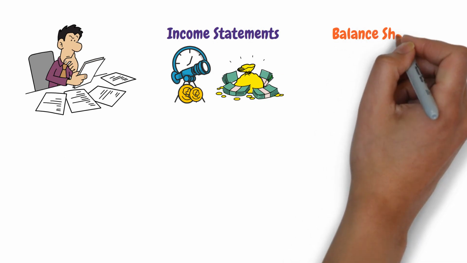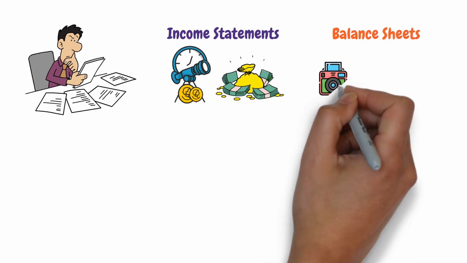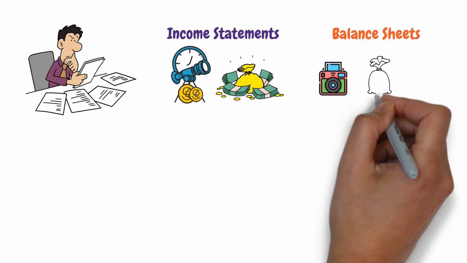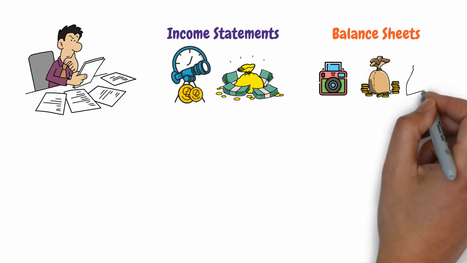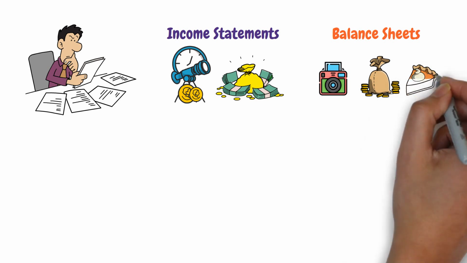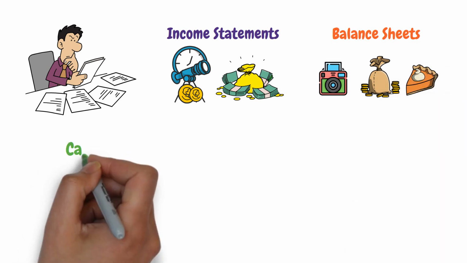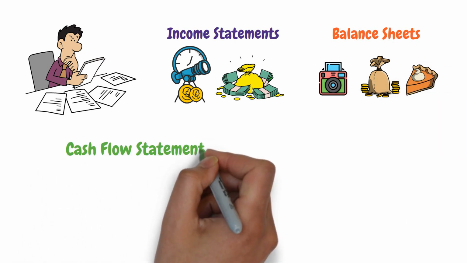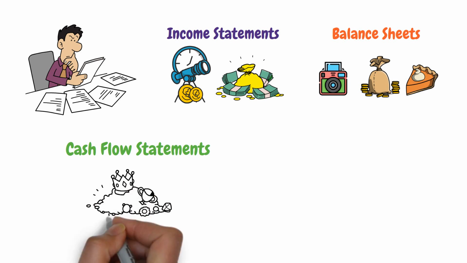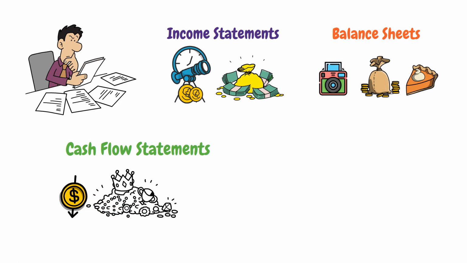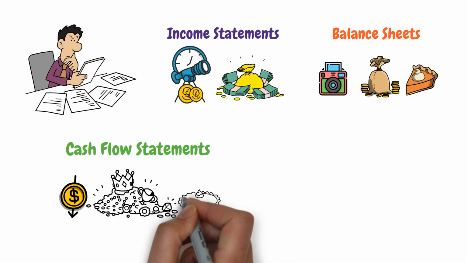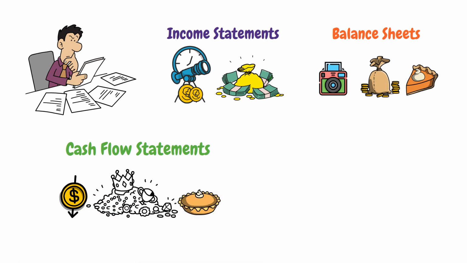Balance sheets. Think of this as a snapshot. It shows what the company owns, assets, and owes, liabilities. It's akin to counting how many pastries are left at the end of the day and any outstanding bills. Cash flow statements. Cash is king. This statement reveals how cash moved in and out of the company. Did the bakery earn cash by selling pastries? Did they spend on new baking equipment?